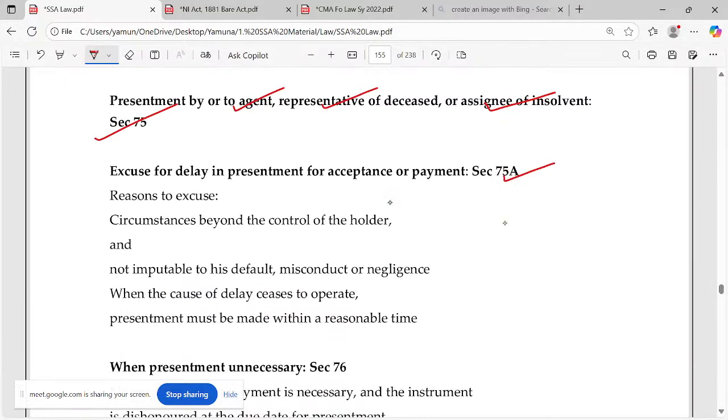Section 75A, excuse for delay in presentment for acceptance. Actually வந்து அந்த ஹோல்டரோட கண்ட்ரோல மீறி போச்சுன்னா there may be some circumstances na okay that may be a reason of excuse. And not because of his default or misconduct or negligence that may be considered. For example, ஒரு கேஸ் அங்க ஒரு என்னன்னா வீட்டுல ஏதோ டெத் நாள் என்ன பண்ணிக்க முடிஞ்சிருக்காருன்னா அந்த பிரசன்ட் பண்ண முடிச்சிருக்காரு அந்த டேட் வந்து மெச்சூர் ஆயிட்டு இருக்கும்.